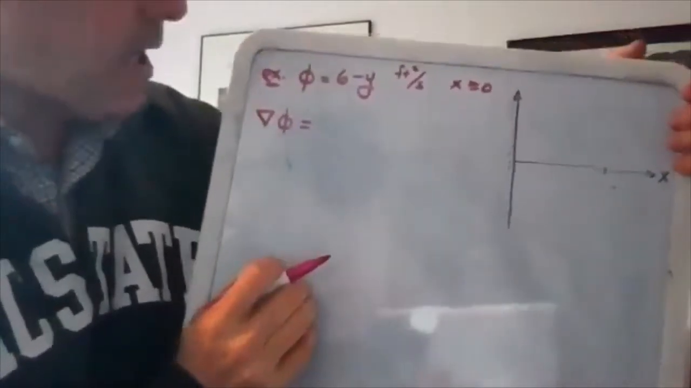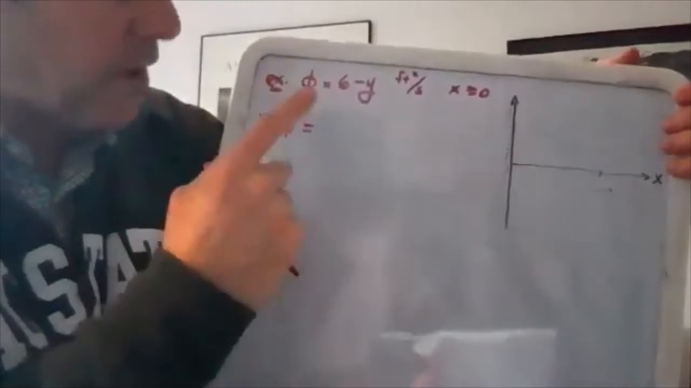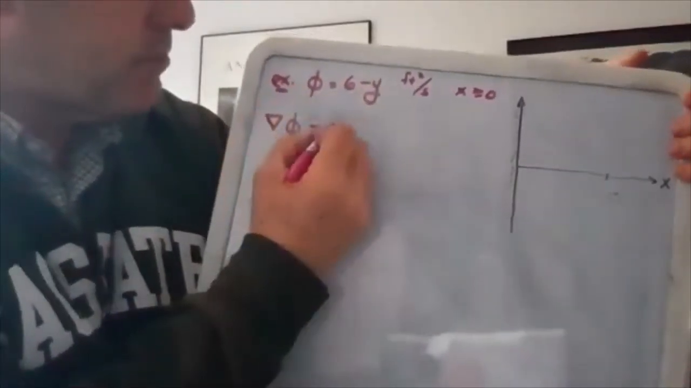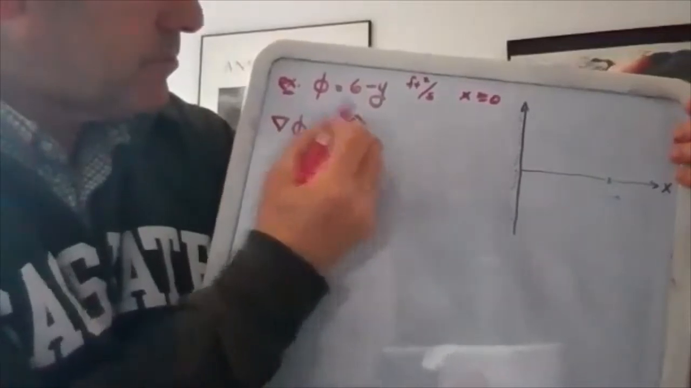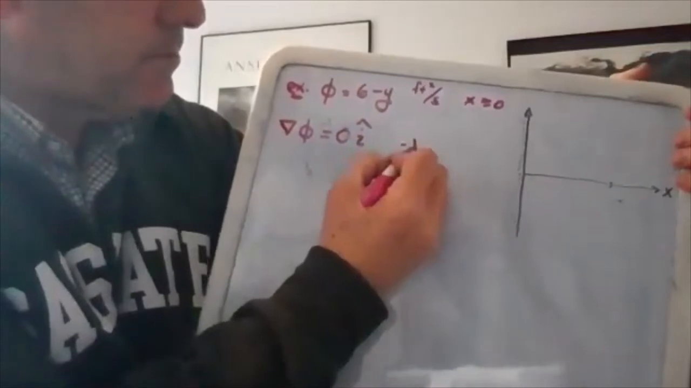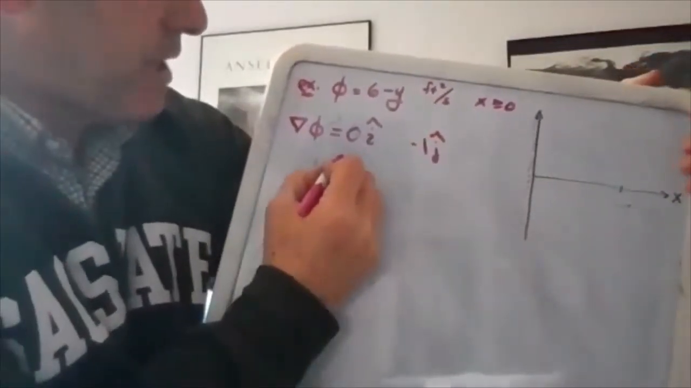Okay, and you can be doing it yourself. You're welcome to pause the video or follow along. I'm going to do the partial of this with respect to x, and that's 0. Okay, and I'm going to do the partial of this with respect to y, and that's -1. And there is my velocity vector.